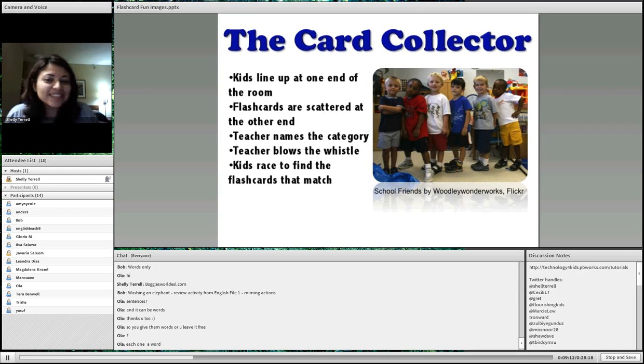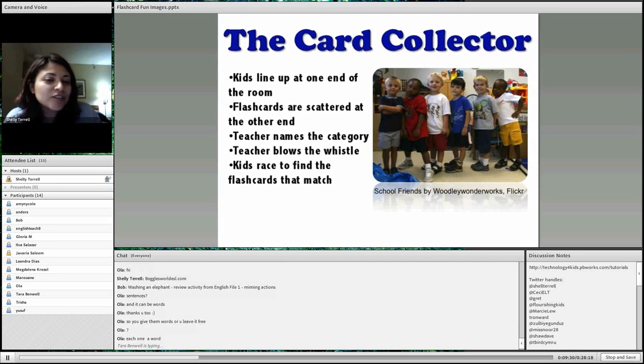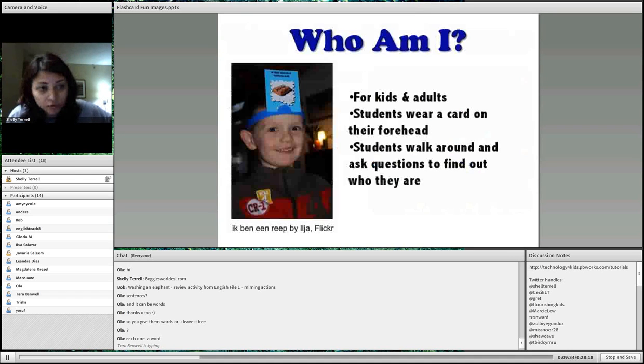The next one is called the Card Collector. Now this one's a bit better for young learners, and the young learners love this game. So you get to have a whistle. That's always great if you have a whistle with young learners anyway, because it's really fun to incorporate into the game. The kids line up at one end of the room, and on the other end of the room, you scatter all the flashcards on the floor.